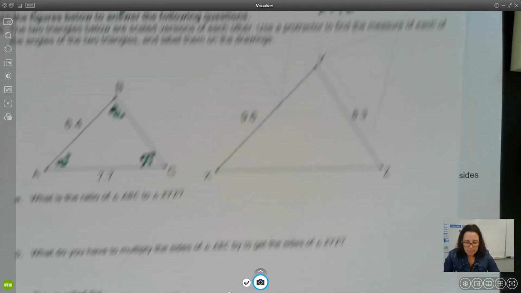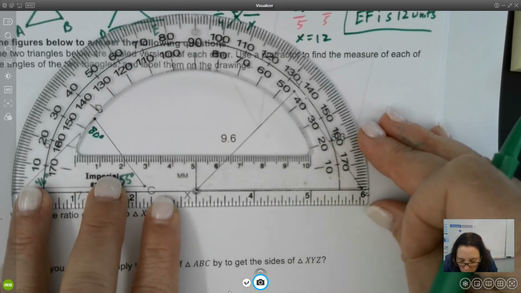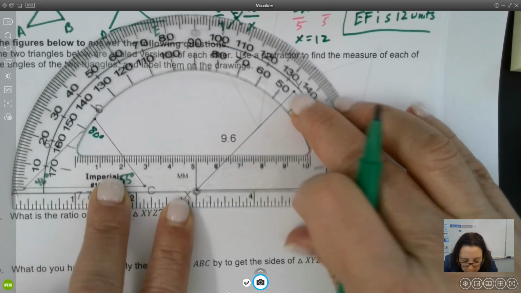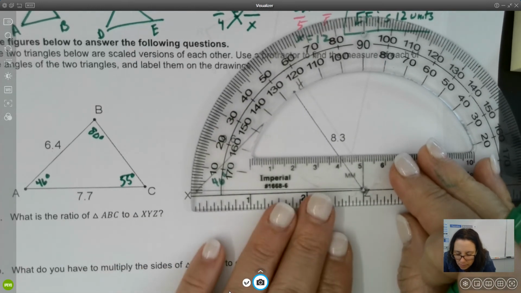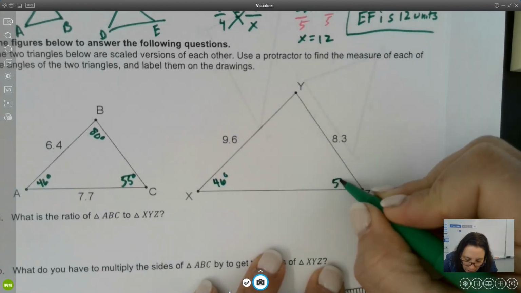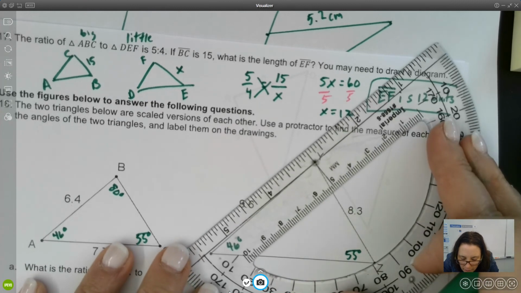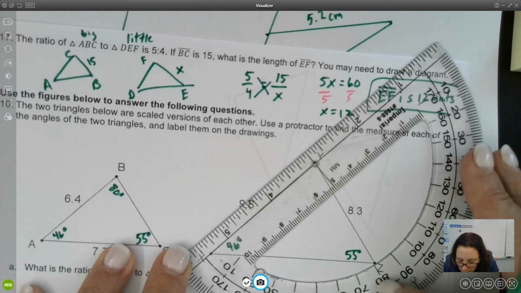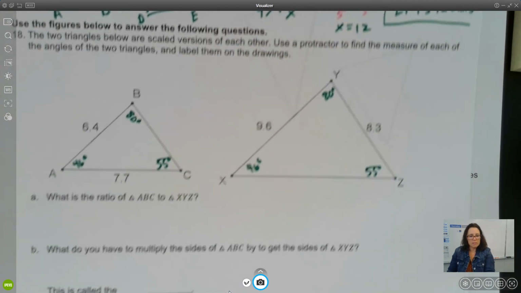All right, this guy. If these are scaled versions of each other, shouldn't the angles be the same? I'm getting 46 here, I'm getting 55 here, and then this guy, I'm getting right about 80 as well. So all the angles stay the same.